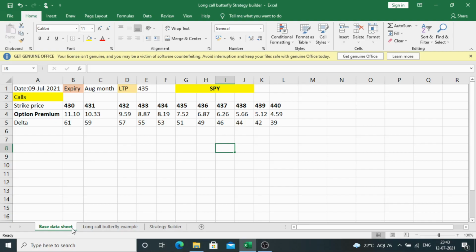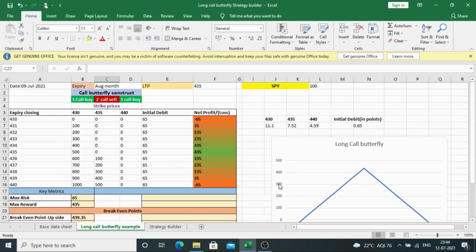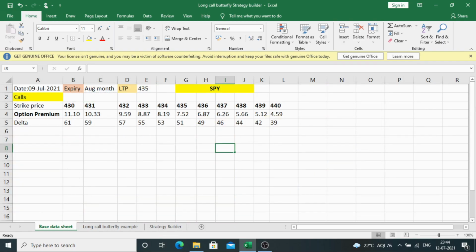You can see the base data sheet, which is nothing but the data, like what are the strike prices against which the option premiums and delta values. And then I took one example to show you exactly how it will work. And finally, I have taken the strategy builder sheet where by entering some of the values we can get other metrics automatically. So now first of all, let's see what is the data we are taking in this scenario.